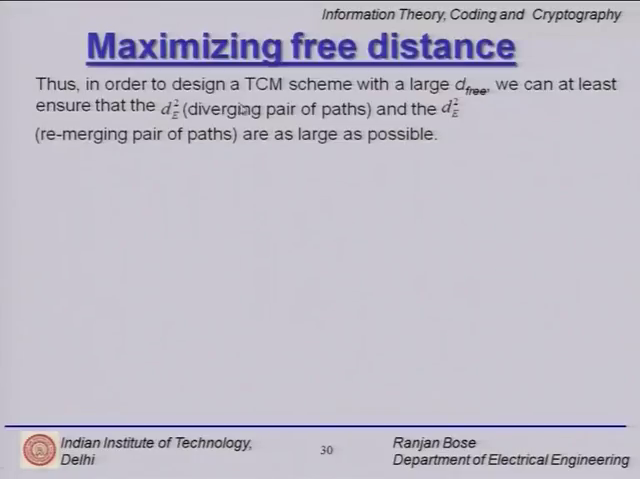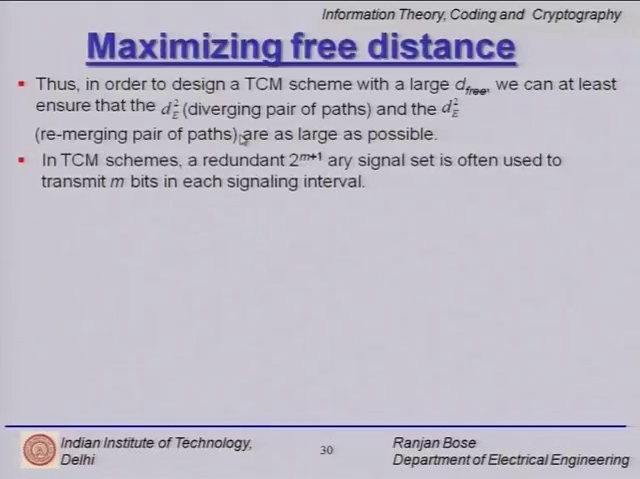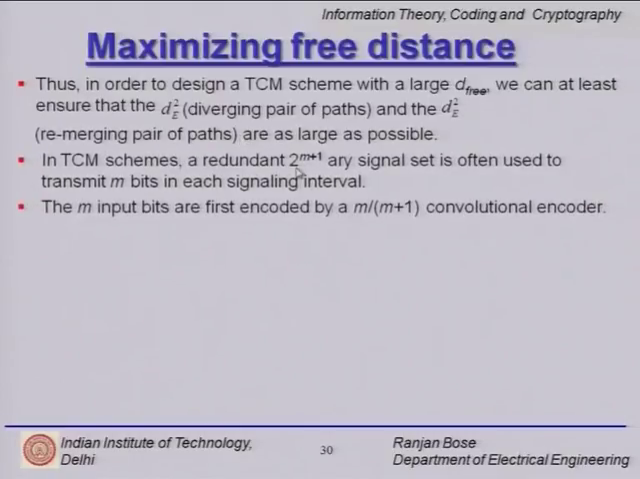So, we look at the diverging and remerging paths, and we have a redundancy of 2 raised to the power m plus 1 memory signal set used to transmit m bits. Why? Because we had this 8 PSK and then we went from QPSK to 8 PSK. So, we have an m over m plus 1 convolution encoder. In the last case we had 2 by 3, so m was 2. So, m shows the uncoded and m plus 1 is the coded.